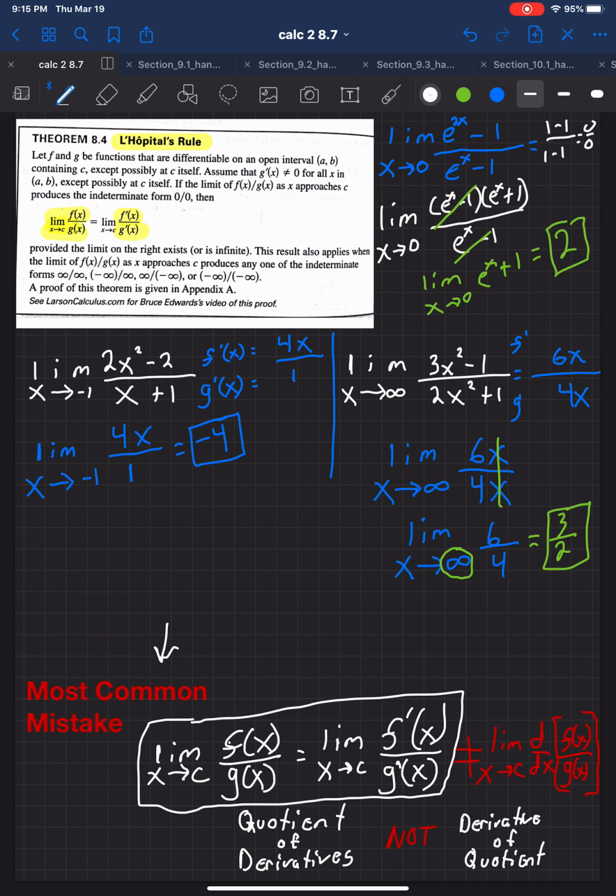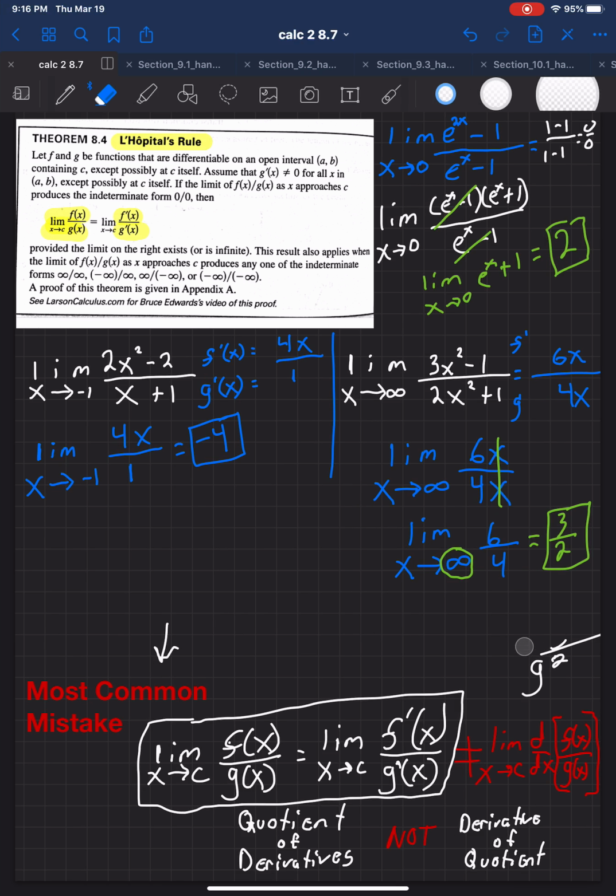Now, don't let me lose you. What I'm saying is you're not ever going to use the quotient rule. You take the derivative of the numerator, then you take the derivative of the denominator. Then you evaluate the limit. Never the quotient rule, okay? It's never this f prime g minus f g prime over g squared. You're never ever going to use that when you're applying L'Hopital's rule.